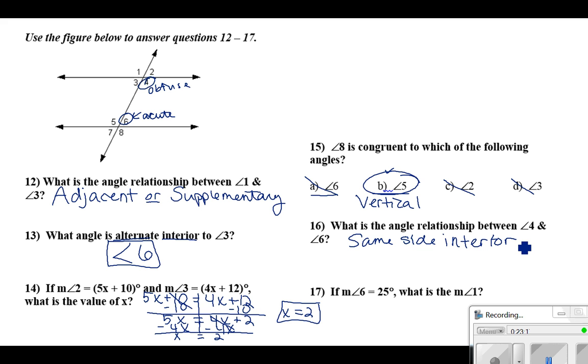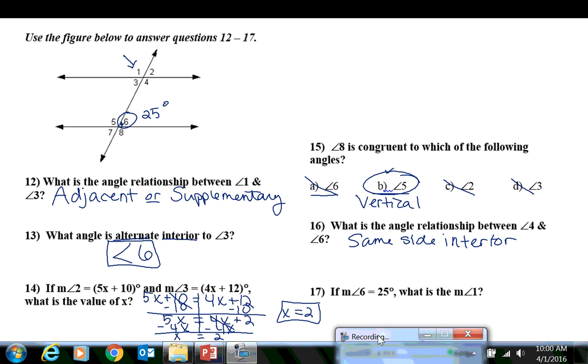Question 17. If the measurement of angle 6 is 25 degrees, what is the measurement of angle 1? So let's first look at their relationship to see if they're going to be congruent or supplementary. We are looking at angle 6, and we're saying that it is 25 degrees. And then we're looking at angle 1 to see what its measurement will be. So angle 6 is an acute angle. It's small. And angle 1 is obtuse, which means that they're not congruent, but supplementary. So they're going to add up to 180 degrees.